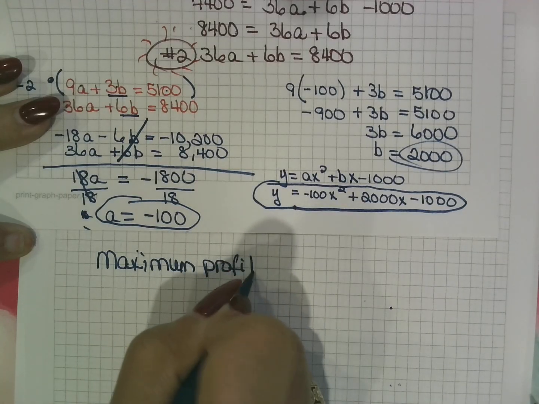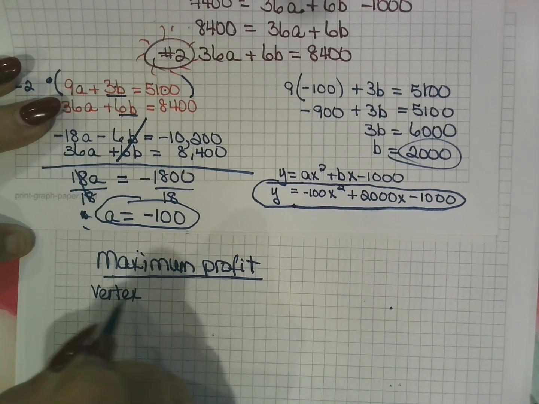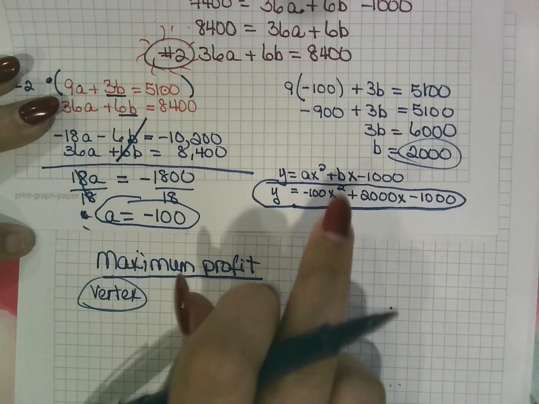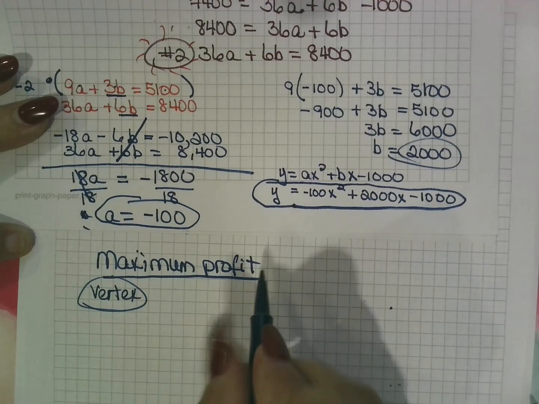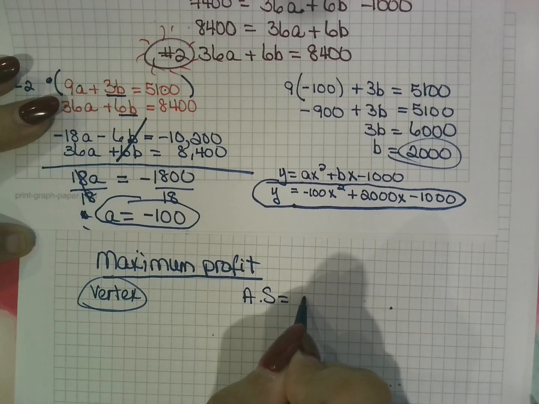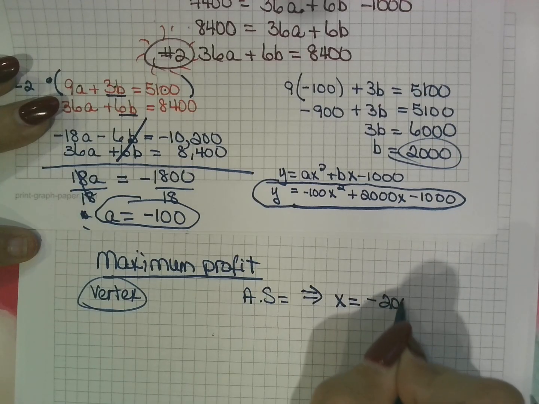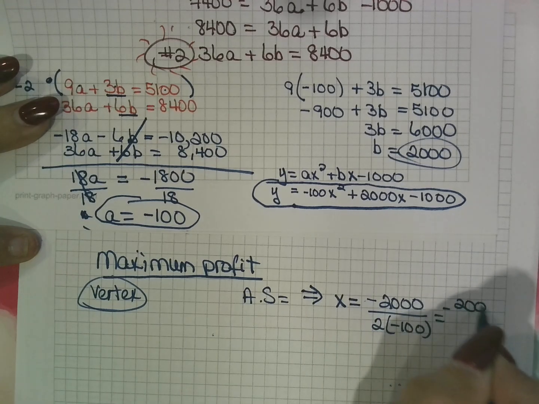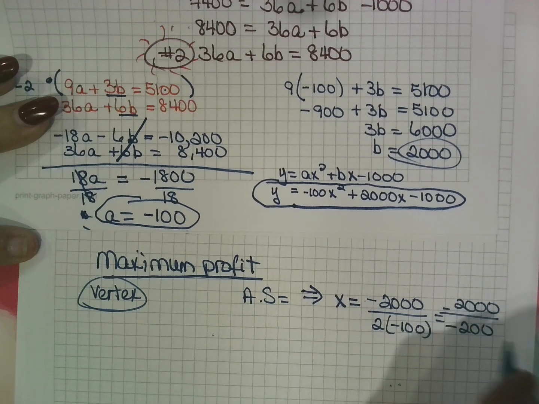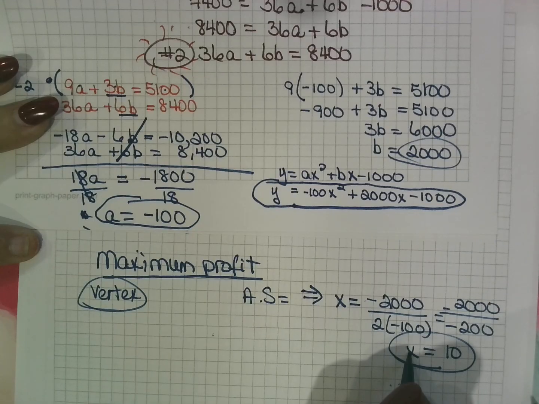profit. Now your spidey senses should be tingling, because when we say maximum and minimum, we're looking at a vertex, right? And that's exactly what we're doing. We want to find the vertex of this equation. Before we do that, we need to find its axis of symmetry. So the axis of symmetry, if you remember correctly, is going to be x equals negative b over 2 times a. That's going to be negative 2,000 over negative 200. And that's going to give us positive 10.